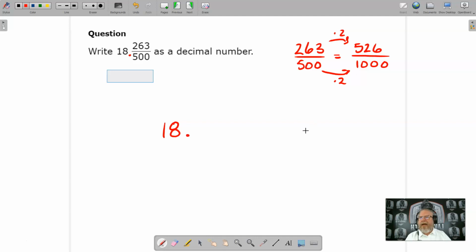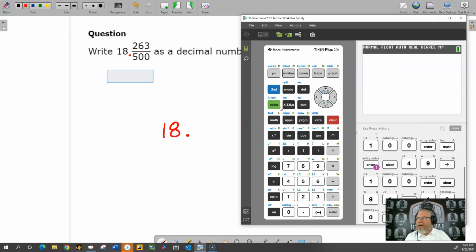I could go ahead and check that out here, right? See if it's going to be 526. I believe it should be. So let's get the calculator and check my mental math here. We want to get to a decimal, right? So we're going to do 263, divide that by 500 and hit enter, and that's going to give us 0.526, which is what I said earlier, right?